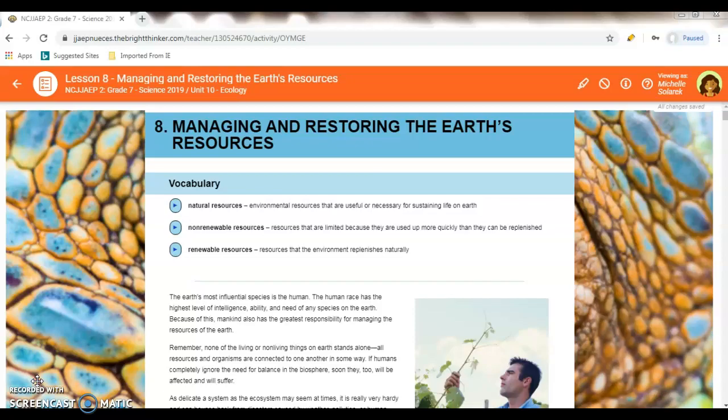In last lesson's video we talked about water and pollution. So now we're going to get into how we could keep the resources that we have very diligently and use them in a way that we won't have a shortage. Don't forget to write down the yellow highlighted, as these will be the answers to the questions. Let's get into it with the vocabulary words: natural resources, non-renewable resources, and renewable resources.